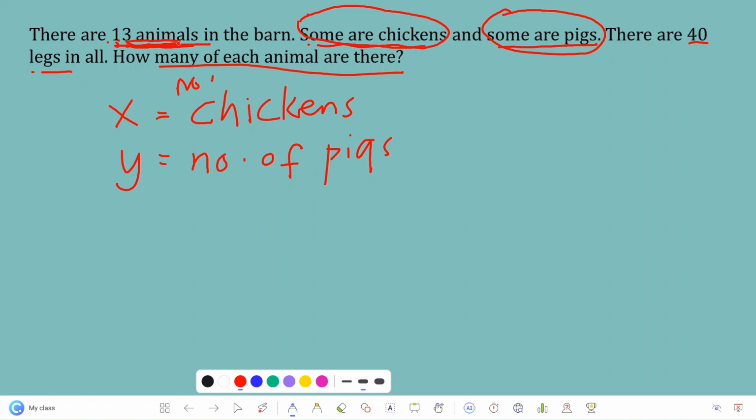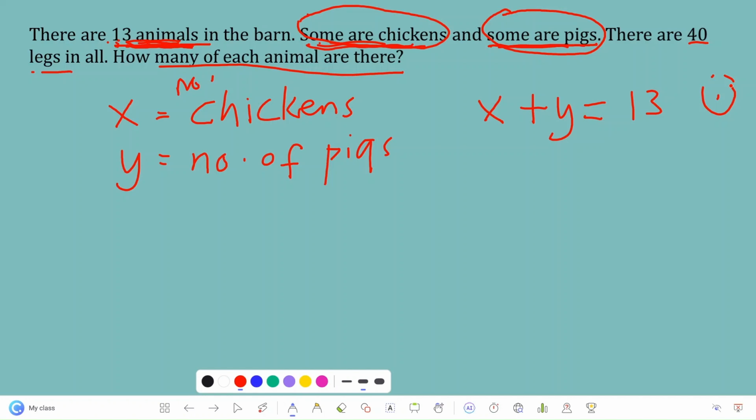And third step is to write an equation based on the given information. Ano ba ang sabi niya dito? Some are chicken and some are pig and there are 13 animals. So, ang first equation mo will be x plus y is equal to 13. Dahil kapag tinotal mo ang number ng chicken and ang number of pigs, 13 animals all in the barn. So, this is equation 1. Isa pang equation ulit. Kailangan magkaroon ka ng dalawang equations sa system of linear equations.